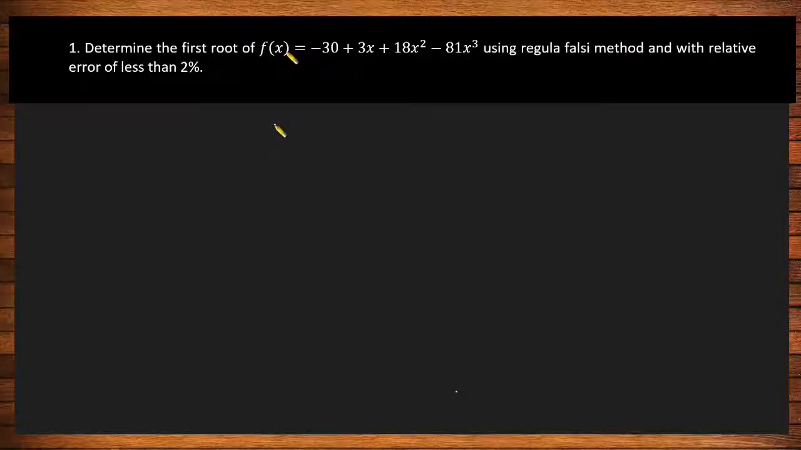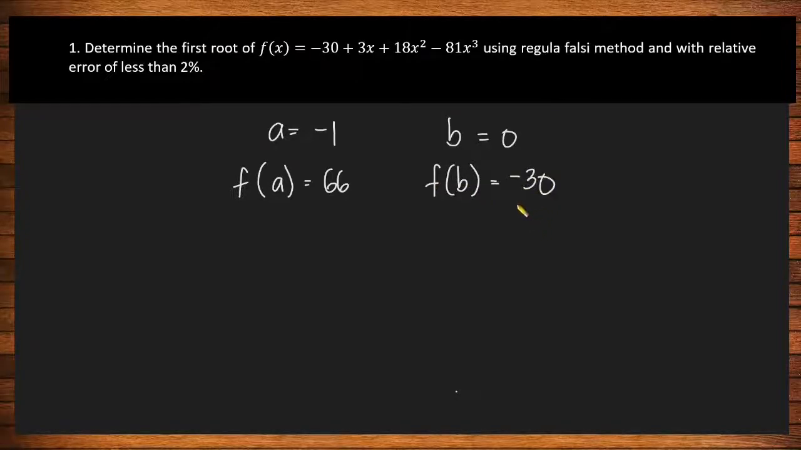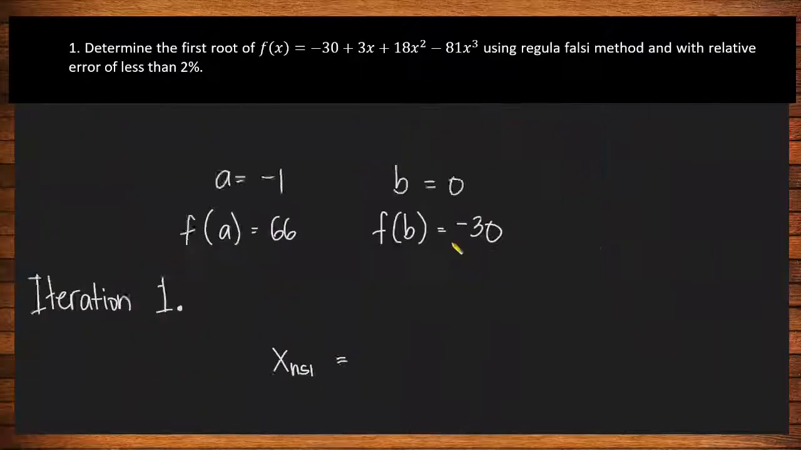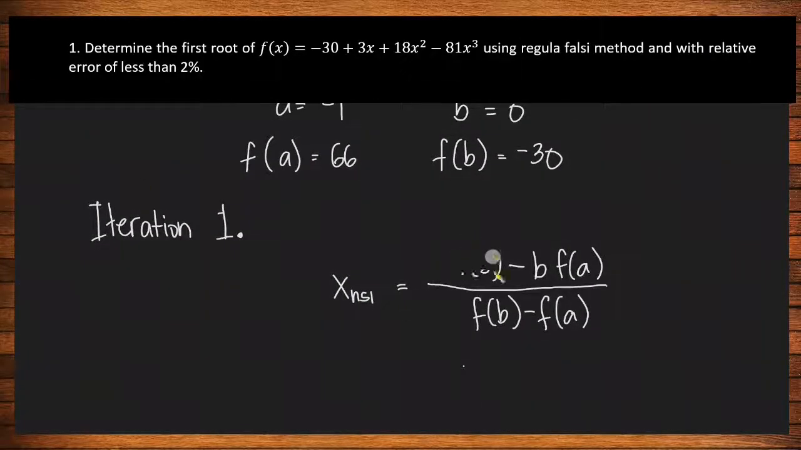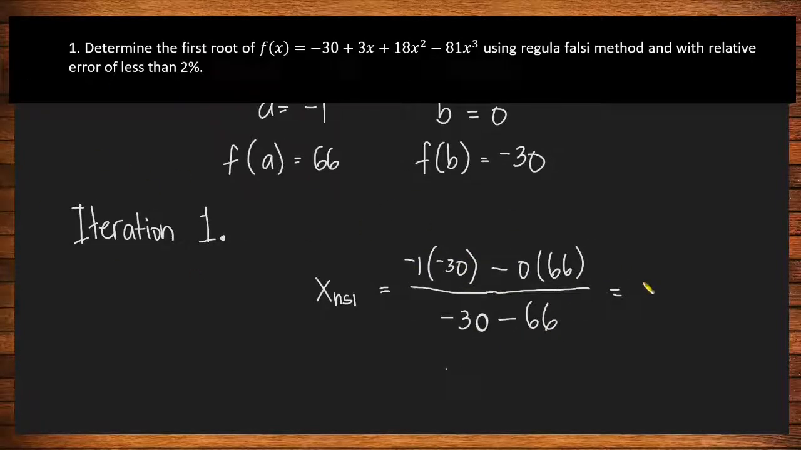So using the same values for our initial interval, we have a equal to -1 and then b naman equal to 0. Again, checking the values of our function on these points, we can see that there is a change of sign. Therefore, the true solution is somewhere in between these 2 points. So for our next iteration, we will simply calculate the value of our numerical solution. We will use the false position method formula, and then we will simply substitute the values here, and then we will obtain the value of our first estimate, and that is equal to -0.3125.